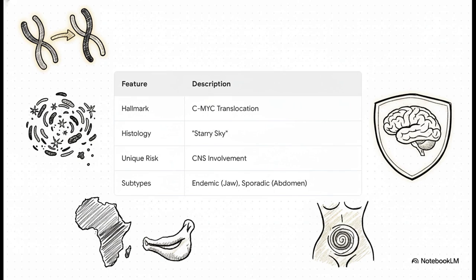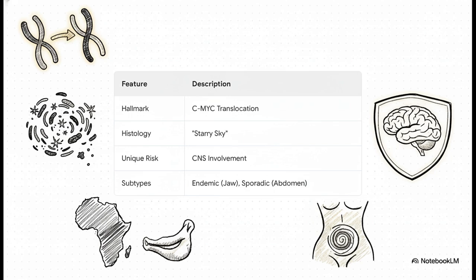Their genetic hallmark is that CMYC translocation, usually t(8;14), which puts MYC under the control of that powerful immunoglobulin gene. Under the microscope, it has this classic starry sky look. The sky is a dark blue sheet of lymphoma cells, and the stars are pale macrophages that are literally eating up dead tumor cells, which tells you just how incredibly fast the tumor is turning over.